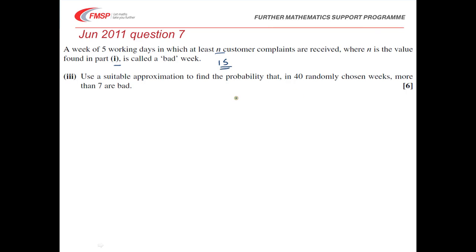And we're asked to use a suitable approximation to find the probability that in 40 randomly chosen weeks, more than 7 are bad. So in this sort of situation, I'd be wanting to define my variable. So here, let B, for bad, be the number of weeks which are bad. Okay, now we worked out that there's a probability of being bad which is 0.146.